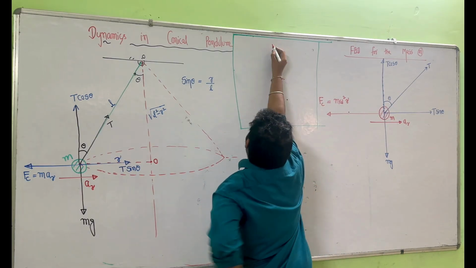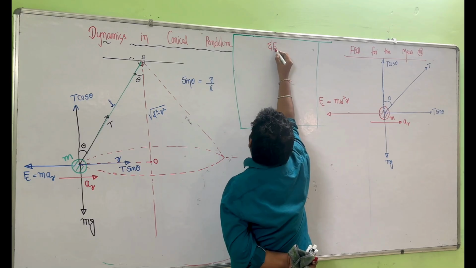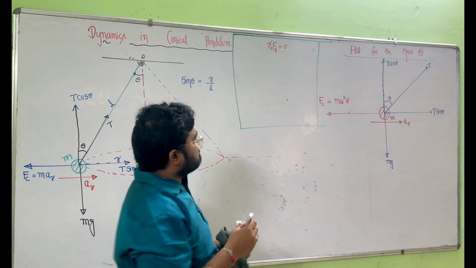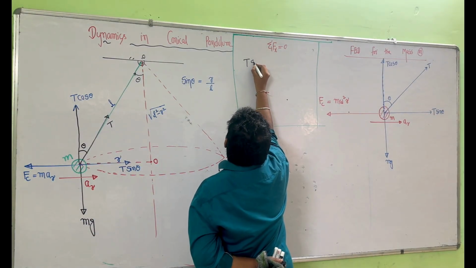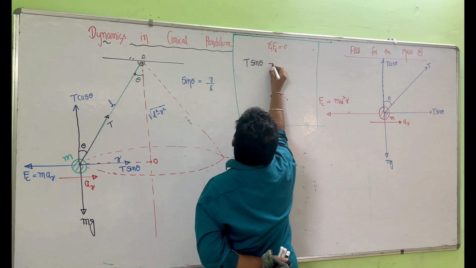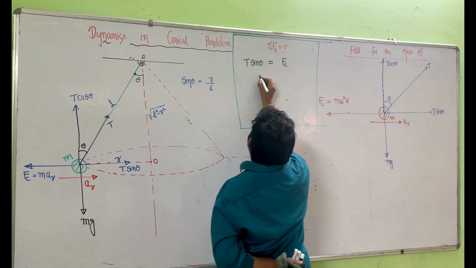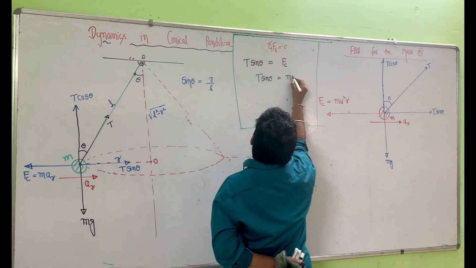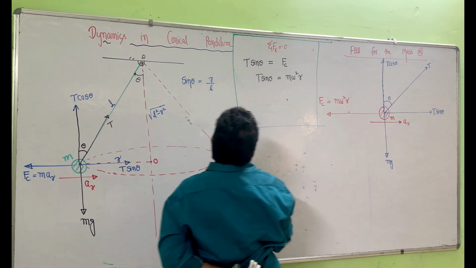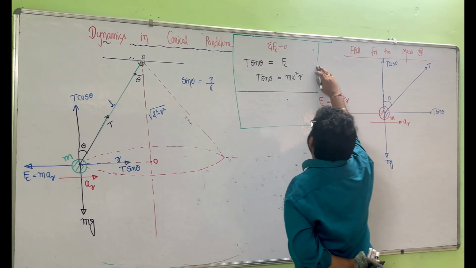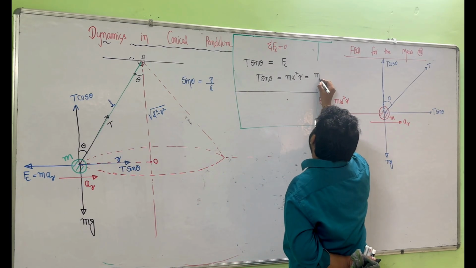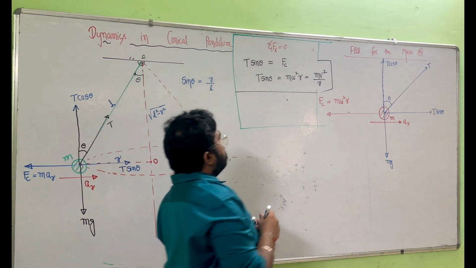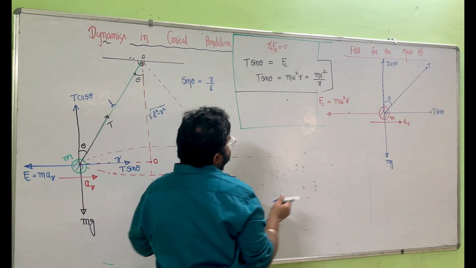Sigma Fx equal to 0. Sum of the left forces equal to sum of the right forces. Then what is obtained? T sin theta equals the centrifugal force. T sin theta can be written as M omega square R, that is equal to M V square by R. Understood?